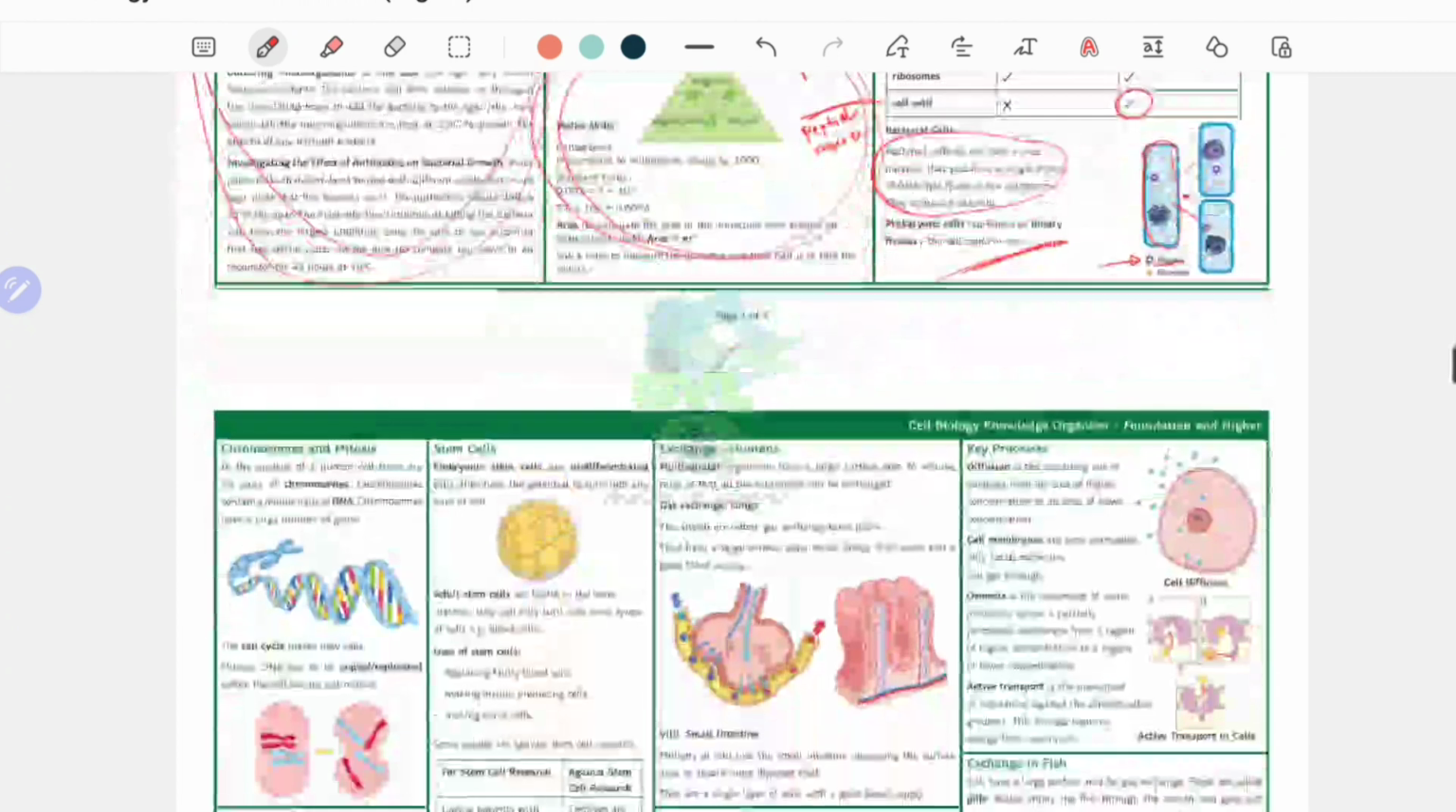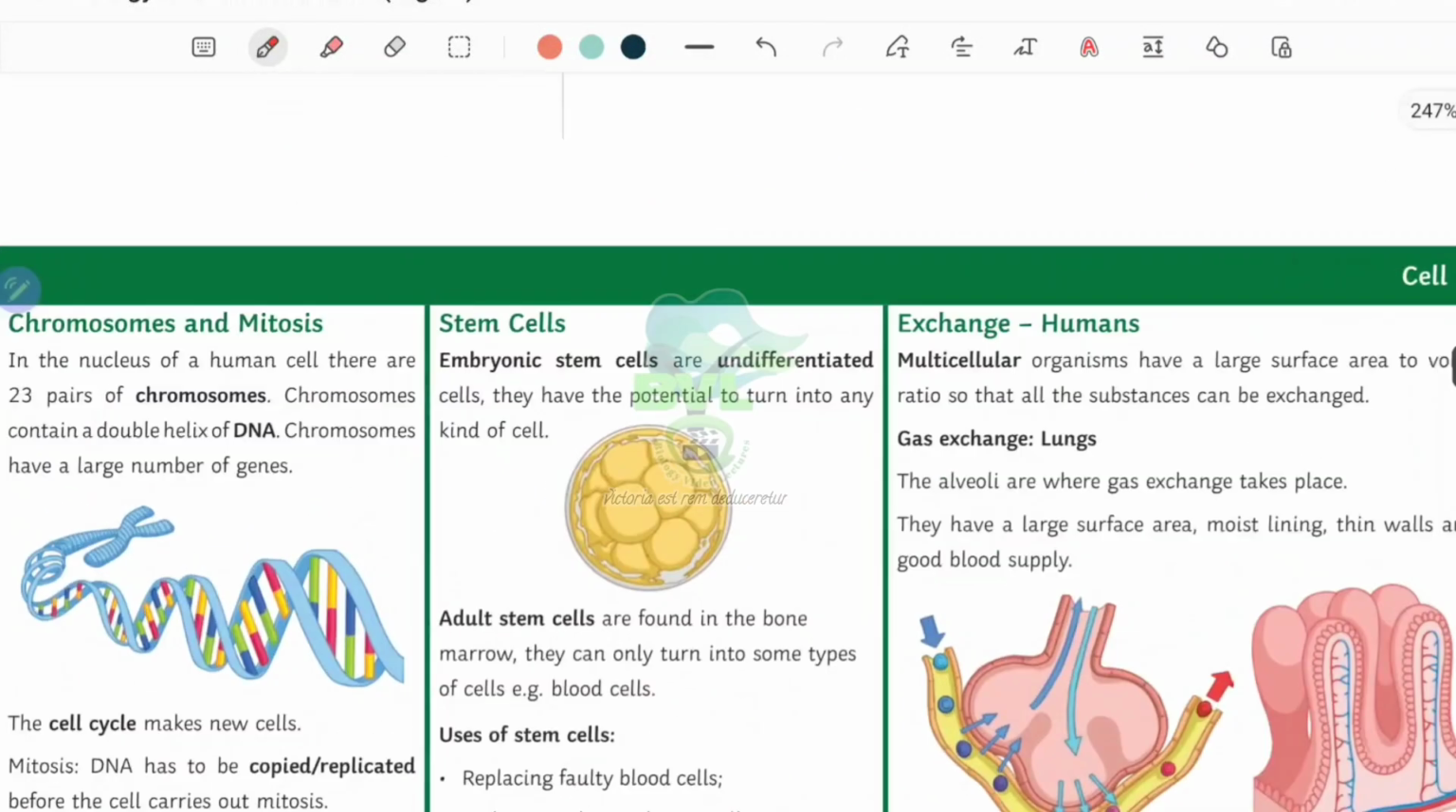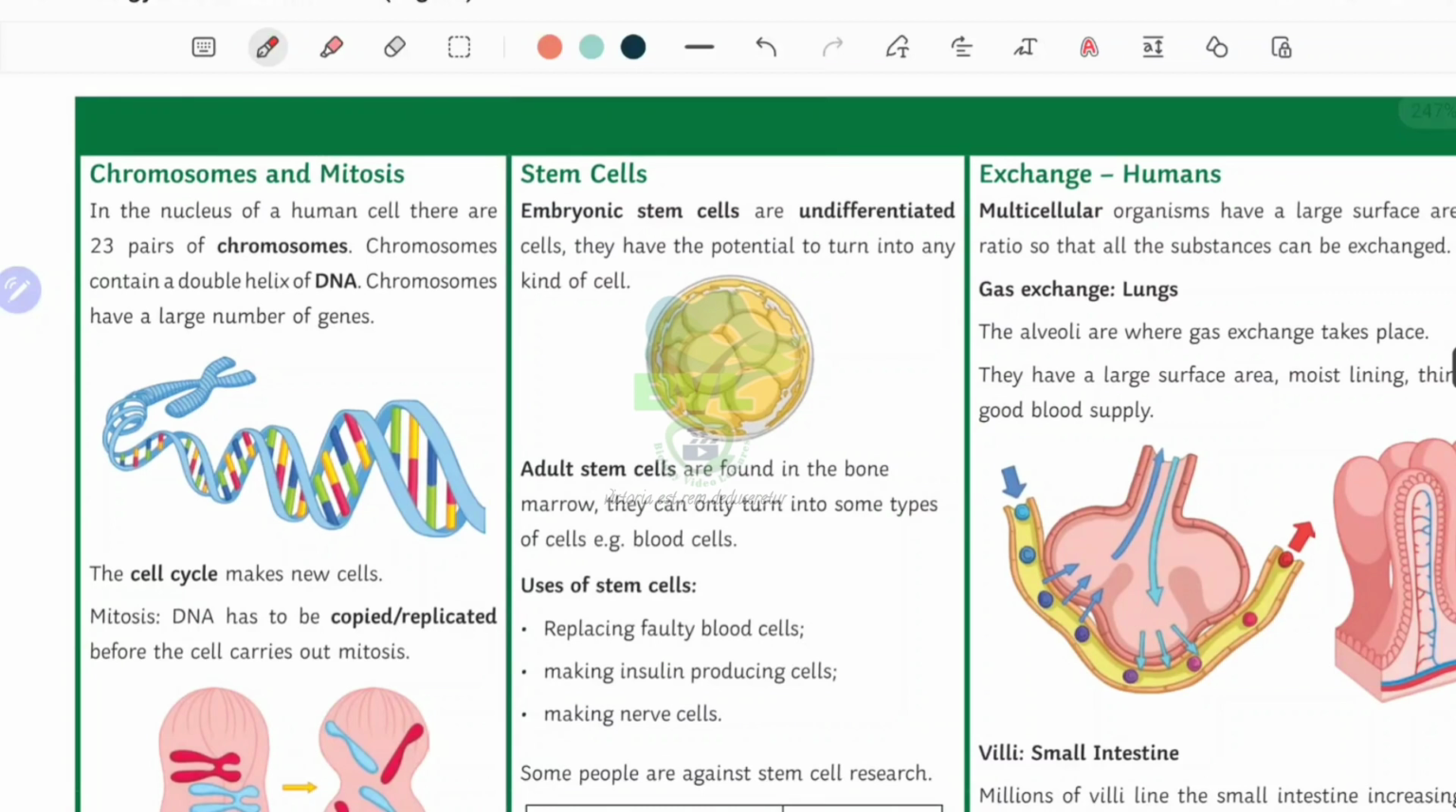Now the next one to look at is the structure of the cell in a bit more detail. We should know that each cell has 23 pairs of chromosomes.